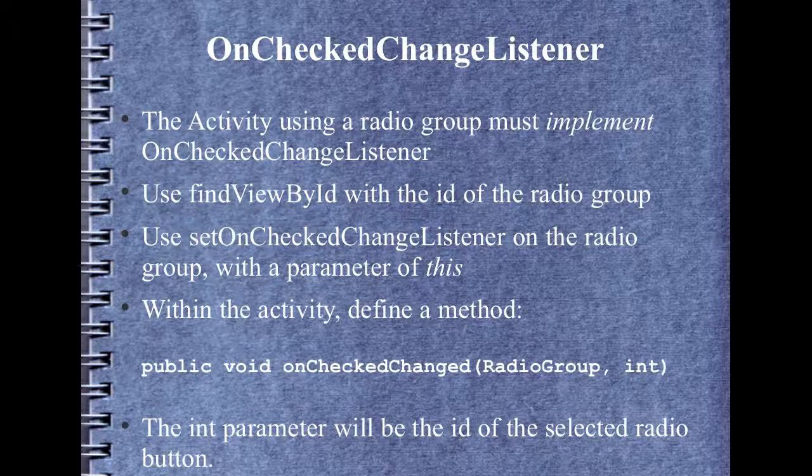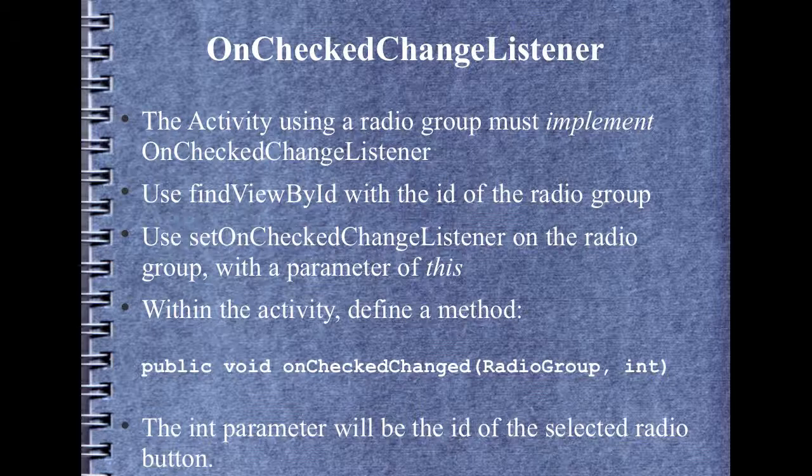Now, we call setOnCheckedChangeListener on the radio group that we get by using findViewById, and then we use a parameter of this. Now this is the main activity, or the activity that's controlling the radio group, right? So this is the OnCheckedChangeListener because it is implementing OnCheckedChangeListener.